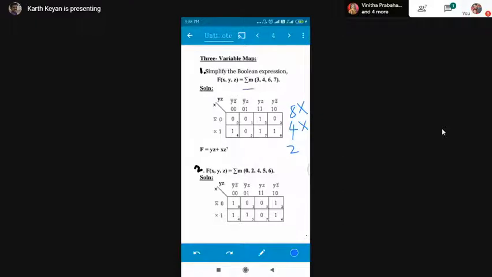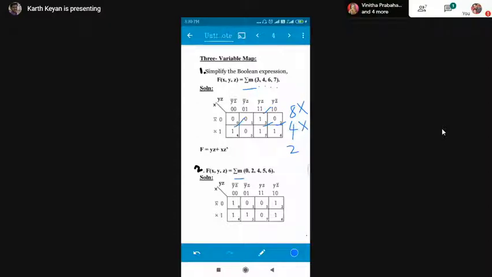If summation m is given, it is a sum of products, min terms. In all such problems they will give us summation m, sum of products. So what are the values? 3, then 4, then 6, then 7. This is the 3, this is the 4, this is the 6, and this is the 7. They will assign us 1.